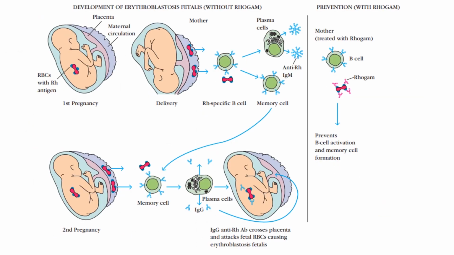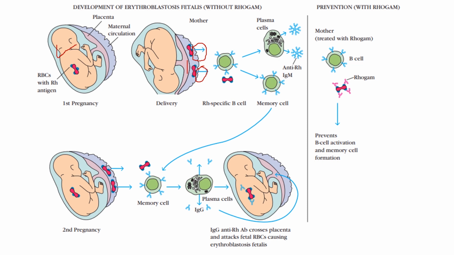Here is the development of erythroblastosis fetalis without RhoGAM. In the picture, when a woman with an Rh negative blood type gets pregnant with an Rh positive baby, there is a risk her body might see the baby's Rh positive blood cells as foreign and try to get rid of them. Normally, during pregnancy, the baby's blood is kept separate from the mother's. But when the placenta detaches after birth, some of the baby's blood can mix with the mother's.